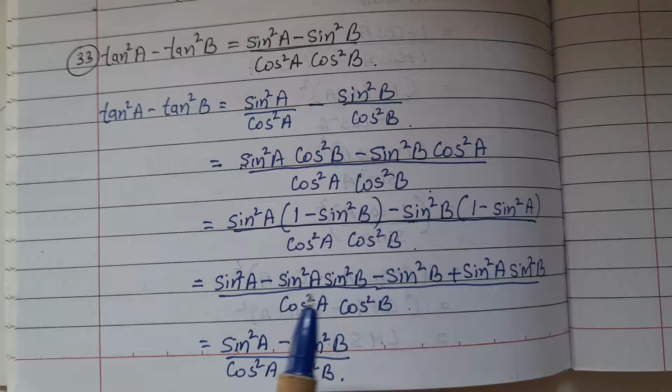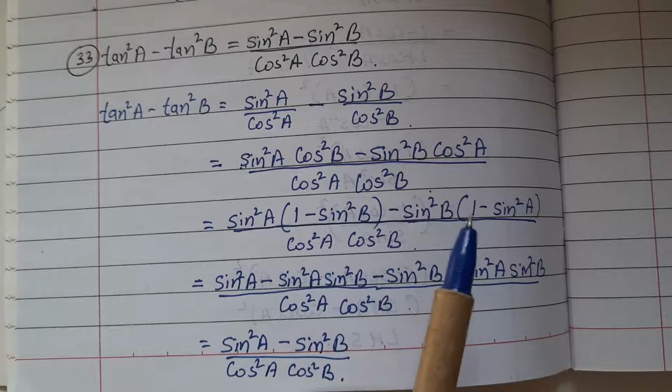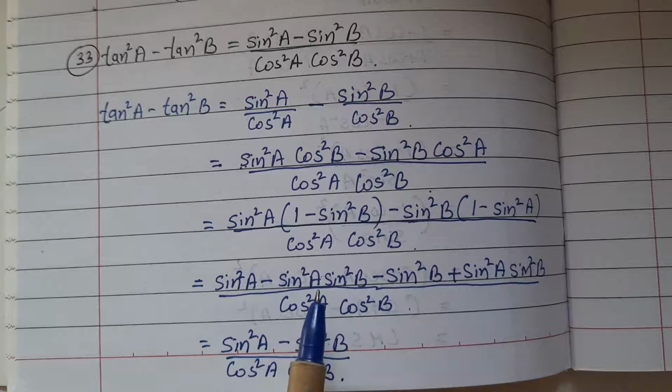Open the bracket. Sin square A minus sin square A into sin square B minus sin square B, minus into minus plus sin square A into sin square B upon cos square A into cos square B. Sin square A into sin square B, minus and plus get cancel each other. Remains sin square A minus sin square B upon cos square A into cos square B, equal to right hand side.